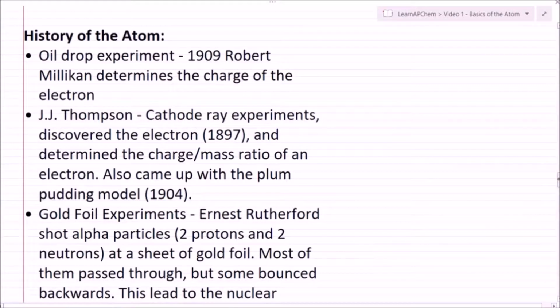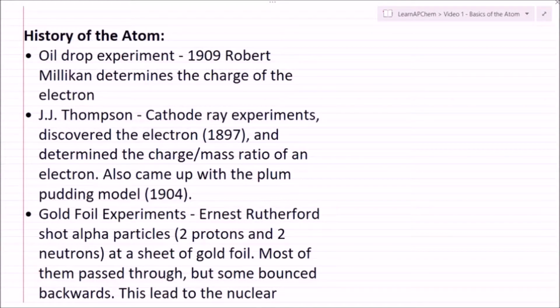Alright, so let's talk a little bit about the history of the atom. It's important to note that you don't have to memorize these dates or anything, but you should have an idea of the people, what they did, and the order of what was going on. So we're going to start with the oil drop experiment in 1909. Robert Millikan determined the charge of the electron through this experiment. Not going to go into detail about how he did it, but just know Millikan, oil drop experiment, charge of the electron.